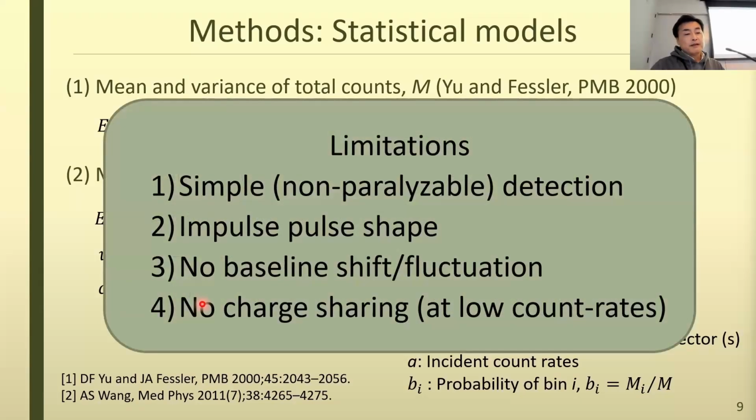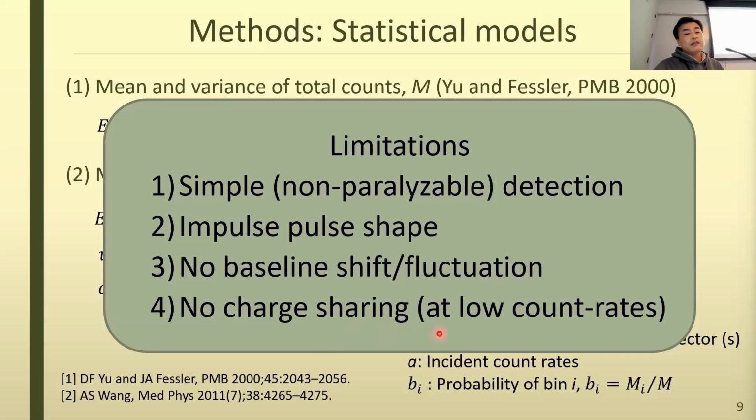Limitations of this model are that a simple detection scheme is assumed, which is not the case for all the simulations. The pulse shape was supposed to be a bin pulse, so finite width is not allowed. There's no baseline shift or baseline fluctuation in the model, such that the effect of the tail propagating into the succeeding pulses is not involved. There's no charge sharing, even if the count rate is low.